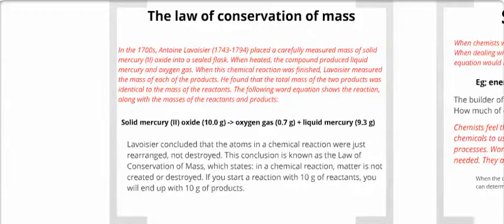So Lavoisier concluded that the atoms in a chemical reaction were just rearranged, not destroyed, and the conclusion is known as the law of conservation of mass, which states that in a chemical reaction, matter is neither created nor destroyed. If you start with reactants totaling 10 grams, you will end up with 10 grams of product.